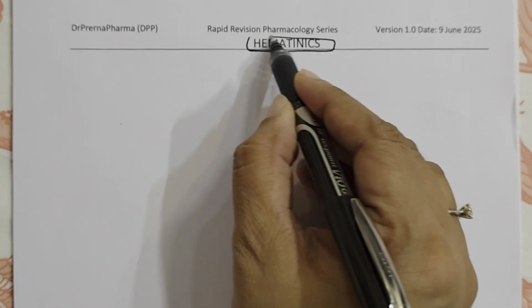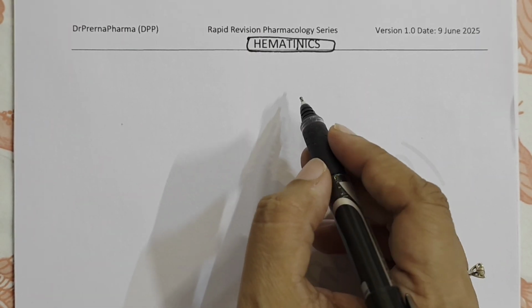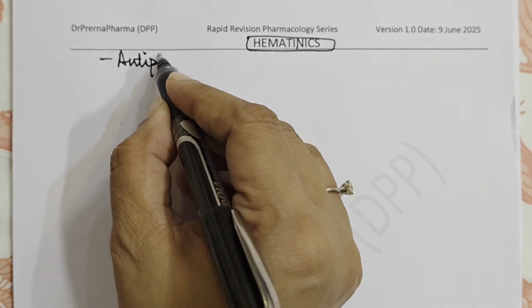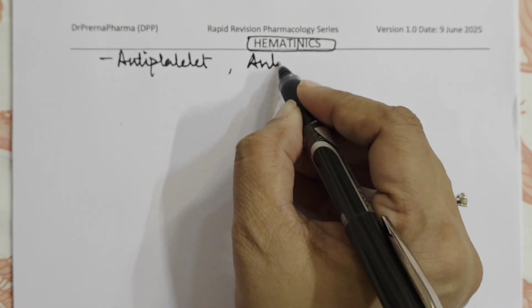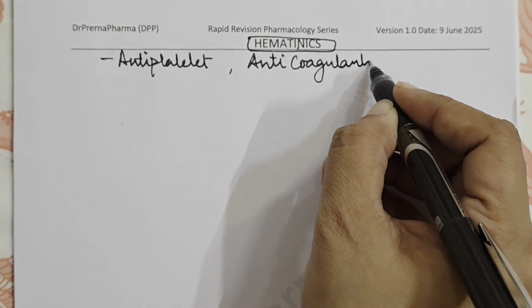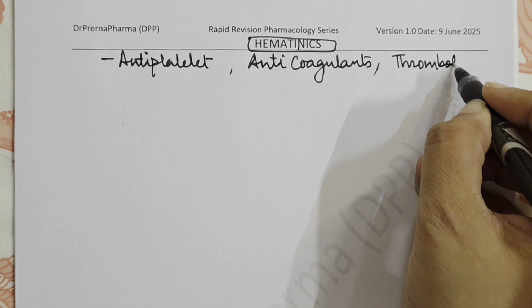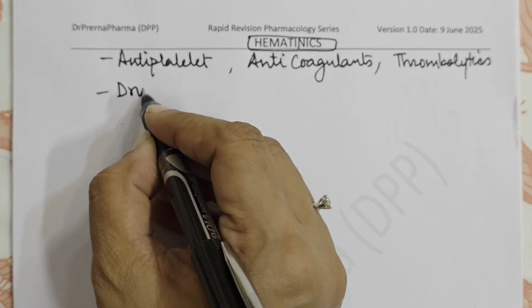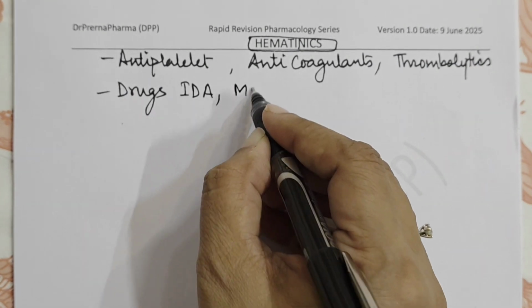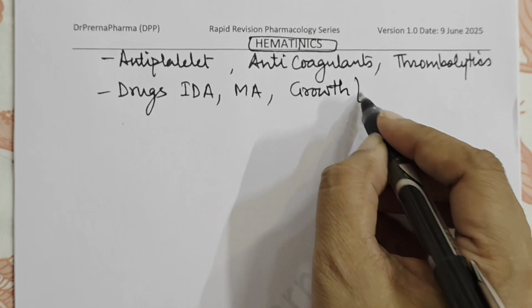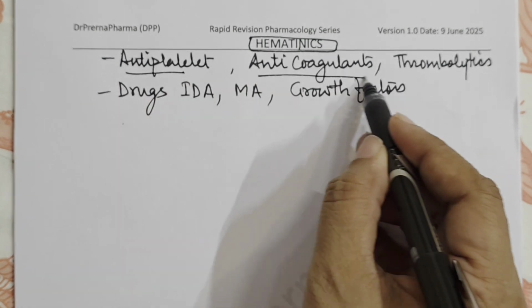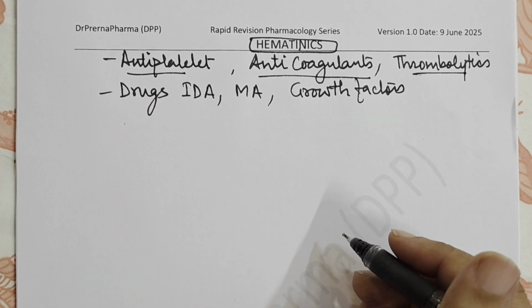So students, welcome to this new video in which we are going to complete the hematinics. In hematinics, we are going to complete antiplatelets, and then after that we'll take anticoagulants. Then we are going to take thrombolytics, right? And after that, we'll take the drugs which are used in the treatment of iron deficiency anemia, megaloblastic anemia, and growth factors. So I'm taking the more difficult parts earlier because it is better to finish the difficult aspects first and then go on to the easier pathways.